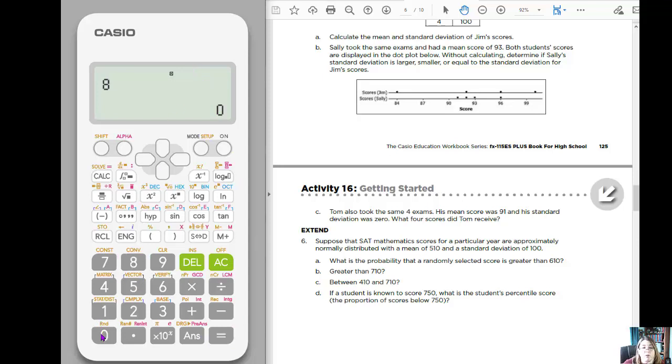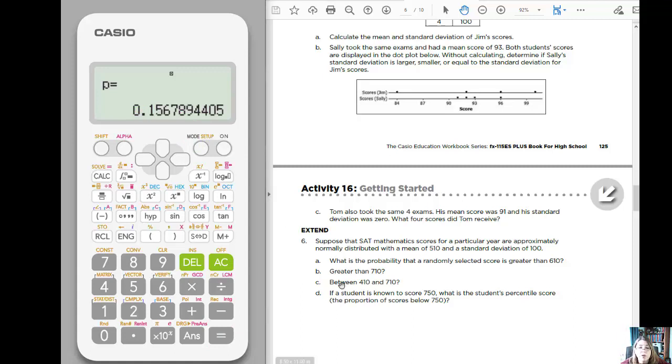So the upper bound's the high score. And then what's your standard deviation? And that was given to us. Standard deviation was 100. And then what's your mean? And our mean was 510. So we basically are entering values in, and it's going to give us that probability right there.